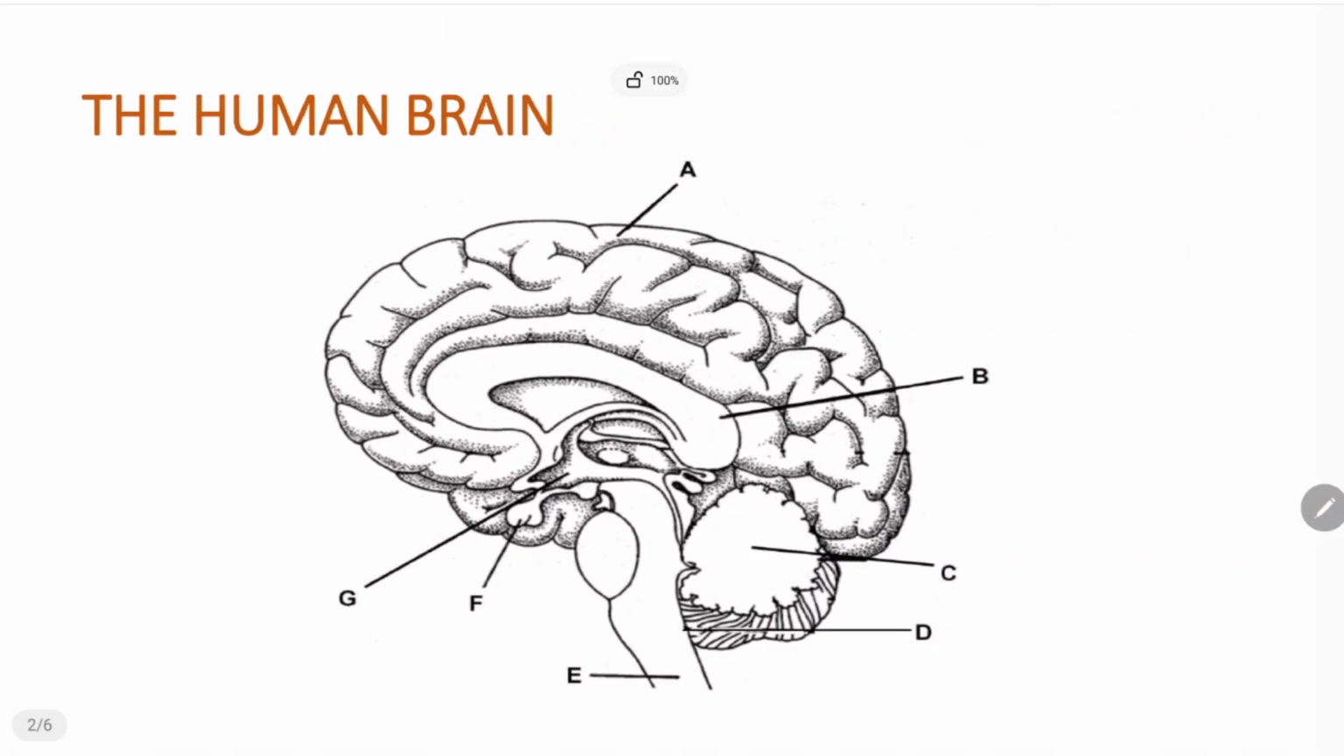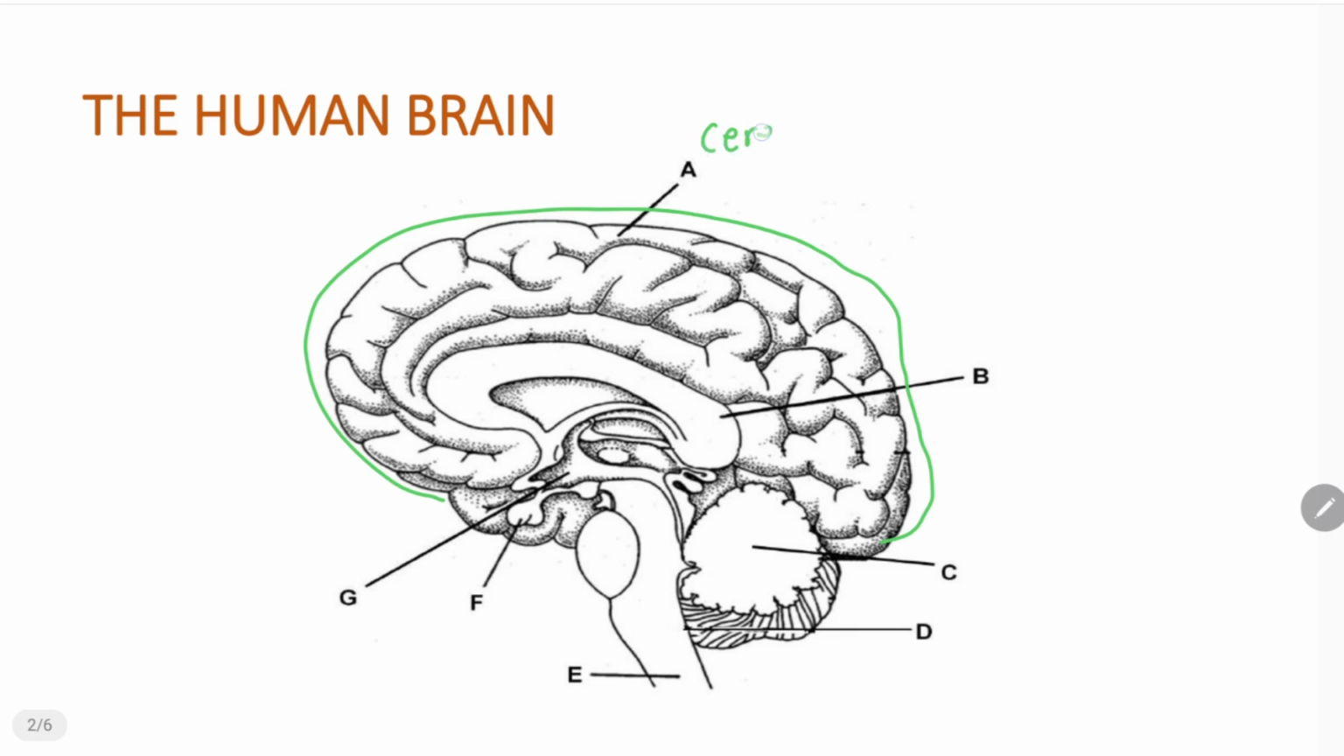Now, let's try to look at the structure of the brain, and let's try to label each individual part, and also try to come up with functions for these individual parts if at all possible. Now, let's start with the largest part of the brain. The largest part of the brain will include this big part right here. Now, this largest part of the brain is what is referred to as the cerebrum.